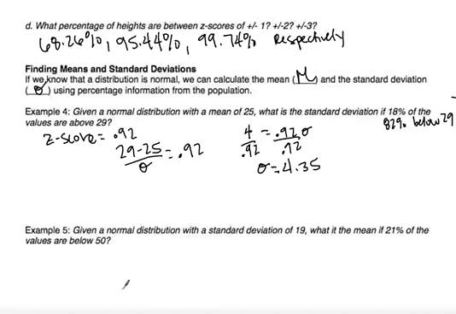Example 5 says, given a normal distribution with a standard deviation of 19, what is the mean if 21% of the values are below 50? Alright, so 21% is the same thing as 0.21. So you're going to go to your standard normal table and look for 0.21 in the bulk of the table. Whenever you do that, you should get a z-score that is equal to negative 0.81.